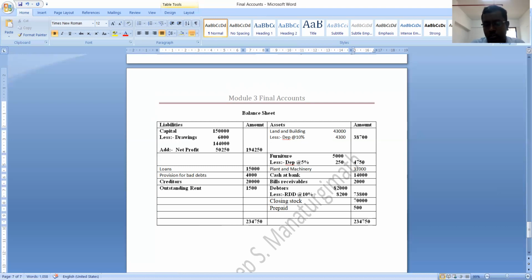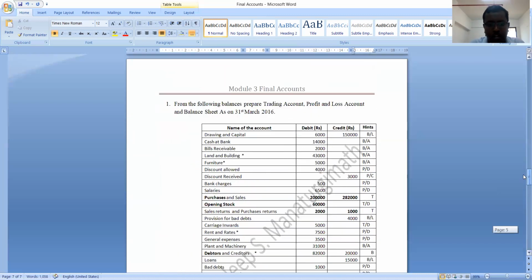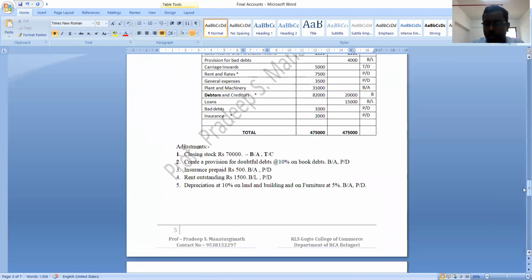We'll have a discussion on this, and you are going to get this kind of standard adjustments. Just be ready with these five adjustments. There will definitely be an adjustment on closing stock, and maximum they will give adjustments on outstanding expenses, prepaid expenses, depreciation, and create provision for doubtful debts or reserve for doubtful debts. So be perfect with these five adjustments and solve all question paper problems at home.